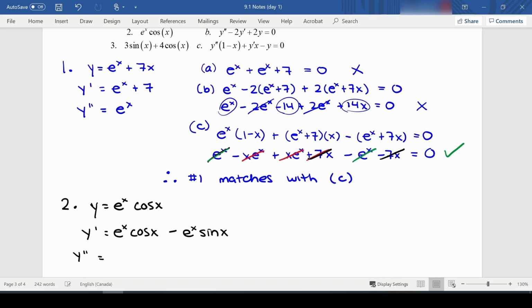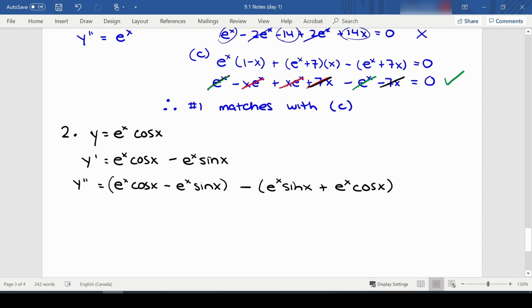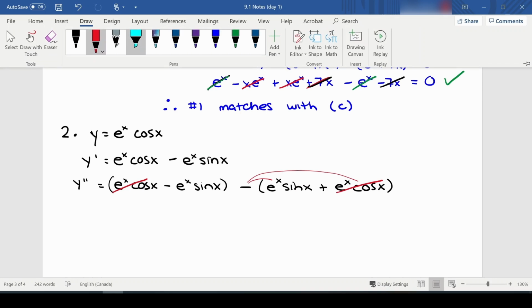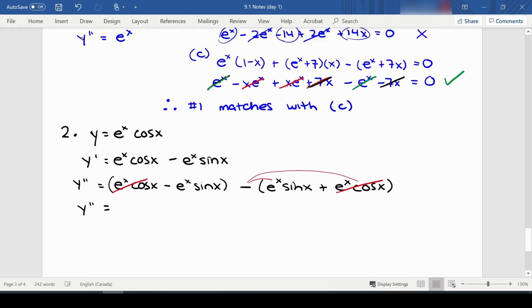Y double prime is going to be e to the x cosine x minus e to the x sine x, if we take the derivative of e to the x cosine x, minus e to the x sine x plus e to the x cosine x. If we fix this all up, the e to the x cosine x terms are going to end up canceling out because we are subtracting there. And we're going to end up with y double prime equals negative 2e to the x sine x.